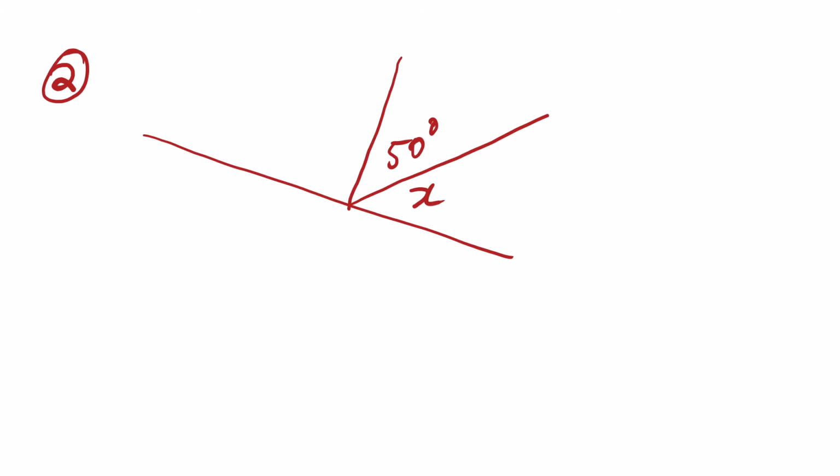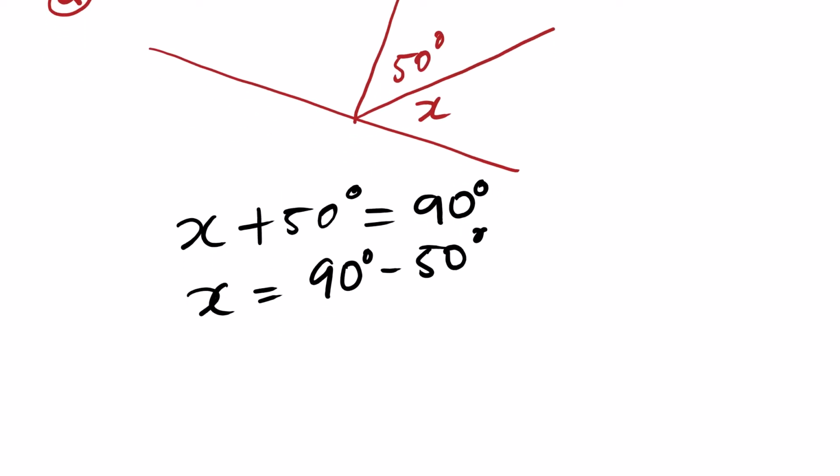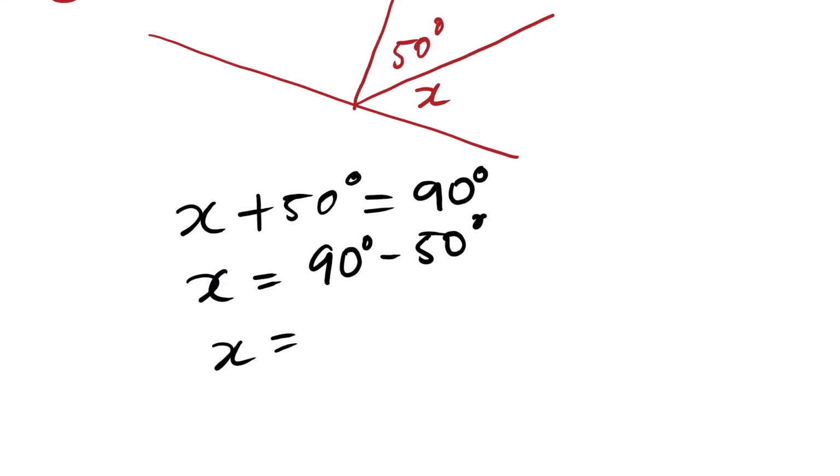The second example, x plus 50, since they are complementary, they will sum up to 90 degrees. No, it's actually negative 50. Then we have x is equal to 40 degrees.